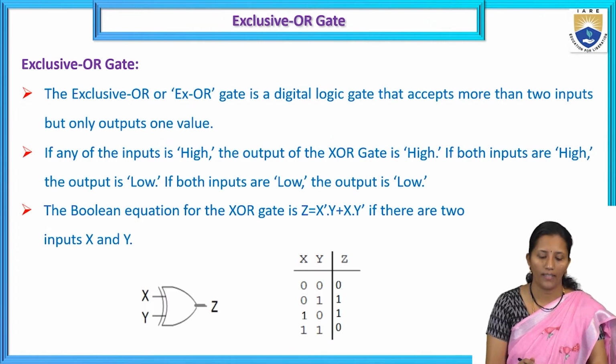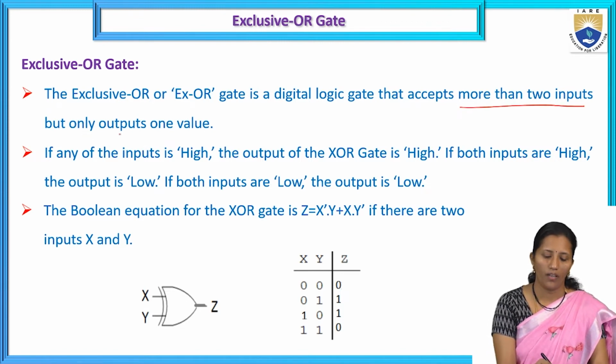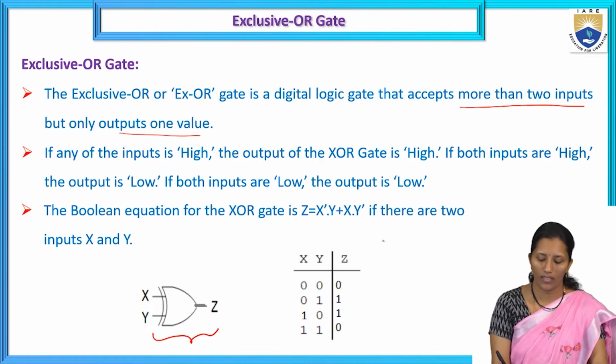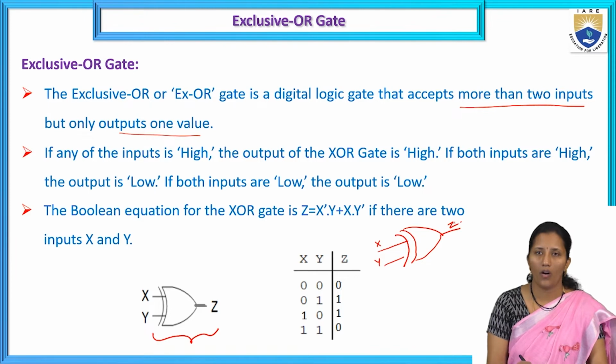Exclusive OR gate. The exclusive OR, or XOR, gate is a digital logic gate that accepts two or more inputs, but only one output value. We can call this the XOR gate. The logic symbol has X and Y as inputs and Z as output.